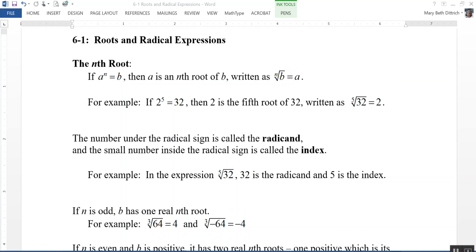Here's an example with numbers. If we say that 2 to the 5th power is 32, then 2 is the 5th root of 32, written as this, which we read as the 5th root of 32 is equal to 2. Recall from Algebra 1 that the number underneath the radical sign is called the radicand, and now the small number inside the radical sign we're going to call the index. So for example, in the expression the 5th root of 32, 32 is the radicand and 5 is the index.